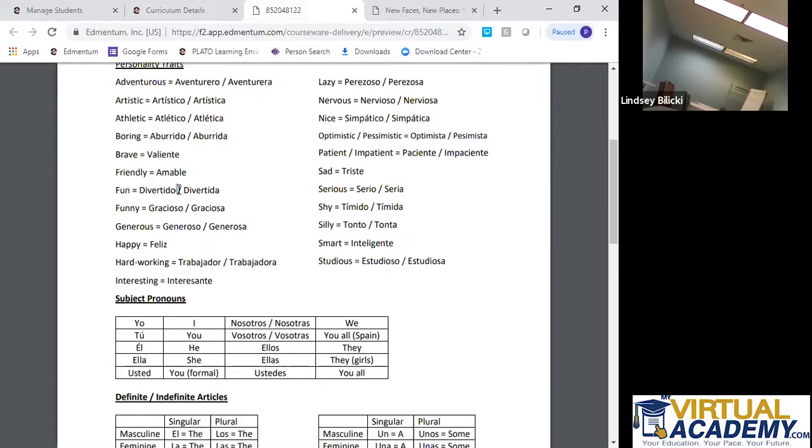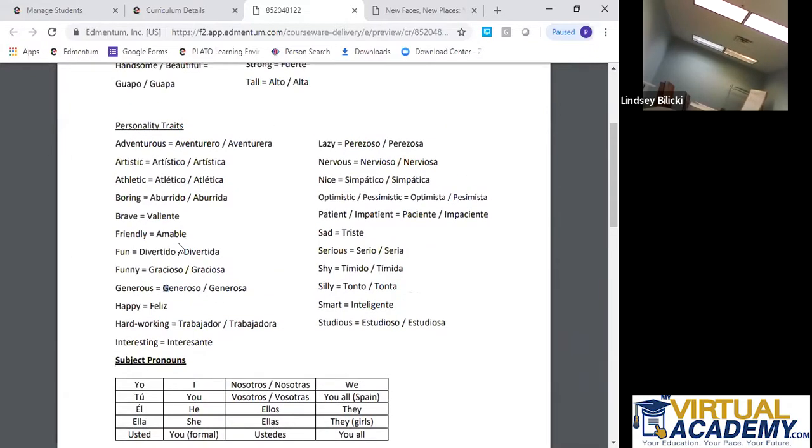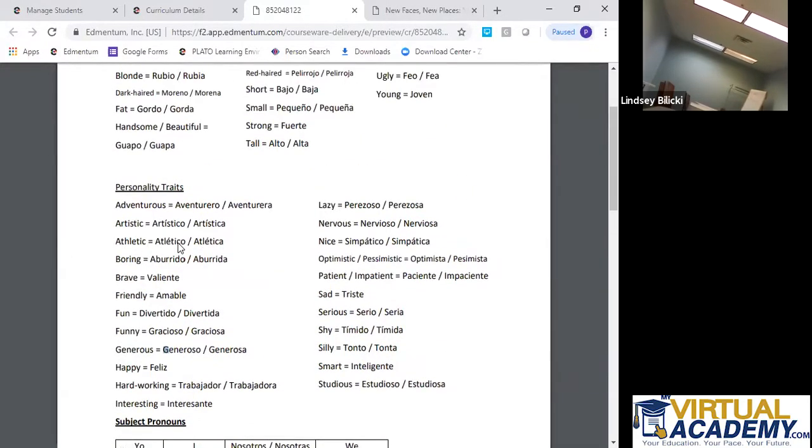Generous, generoso, generosa. One quick thing: for the G in Spanish, the sound is "he." So you don't say "generoso" with a hard G, you say generoso with the "he" sound. Happy is feliz, and it's again neutral. Hardworking, trabajador, trabajadora. Interesting, interesante, and it's neutral. Lazy, perezoso, perezosa. Nervous, nervioso, nerviosa.